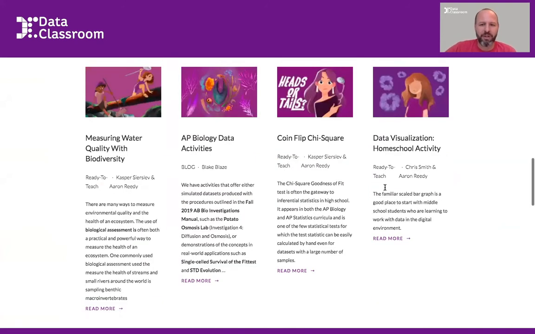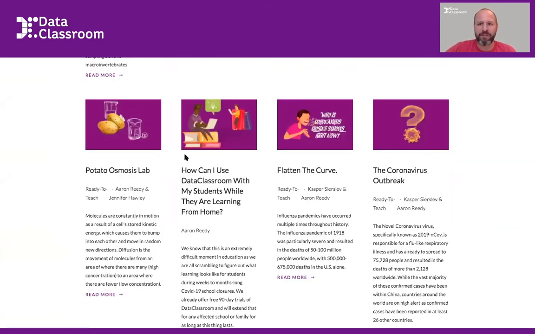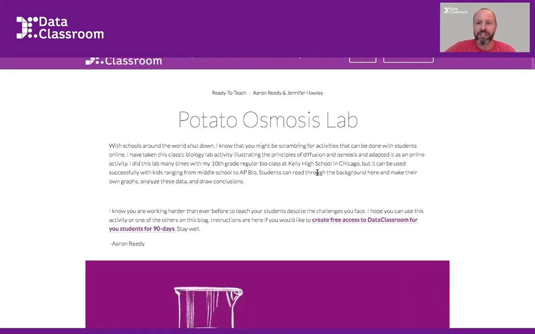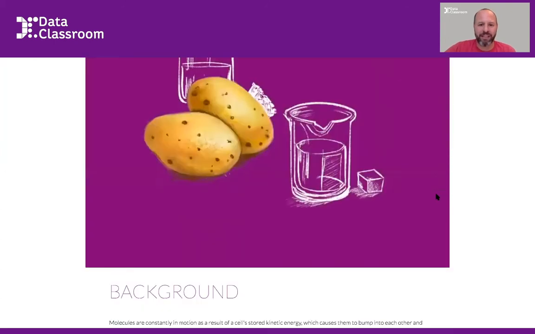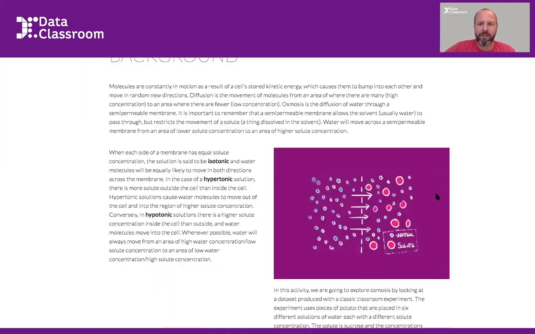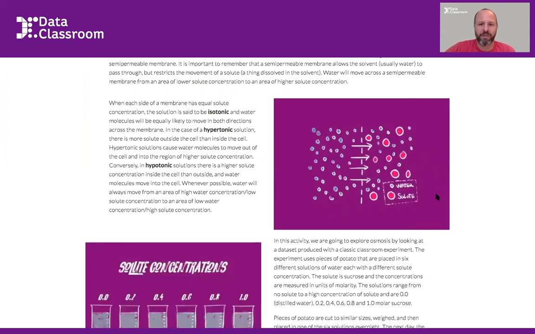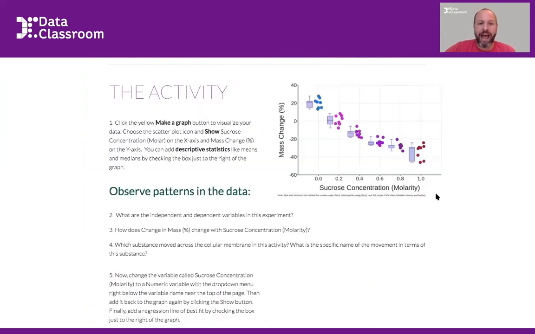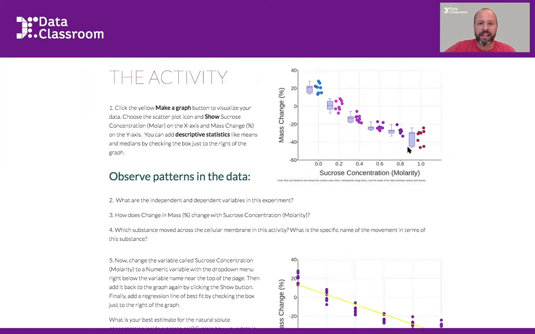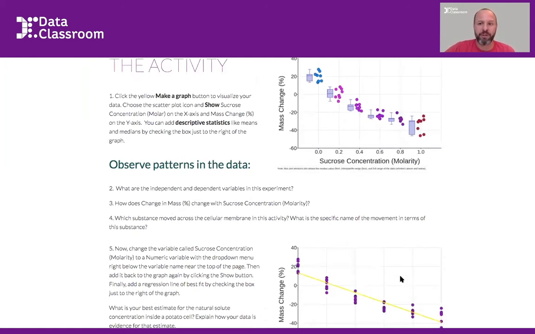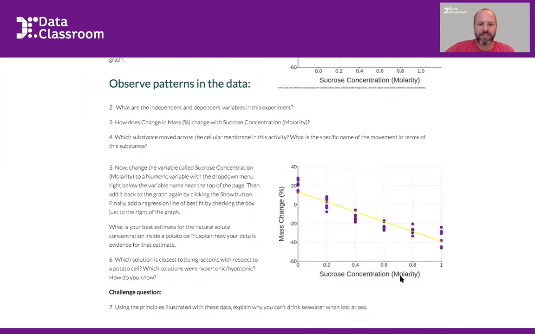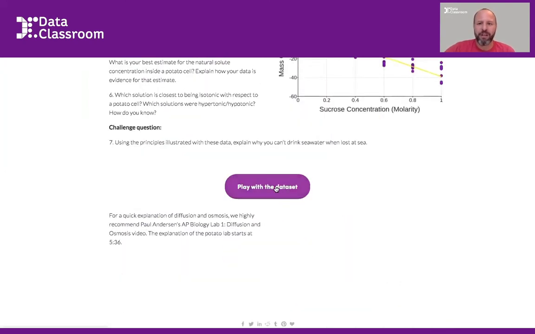I want to show you one in particular to show off some of the graphing and statistical capabilities of the app. I want to show you this potato osmosis lab. So I'm going to click here, and just to give you the anatomy of a Ready to Teach lab, all of these Ready to Teach activities have the background of the lab. This is sort of the least your students would need to know to make sense of the data. And they have activity questions, as well as examples of the graphs that your students will produce with the web app as they answer these questions. So I'm going to jump into the web app and start playing with some of these data here.